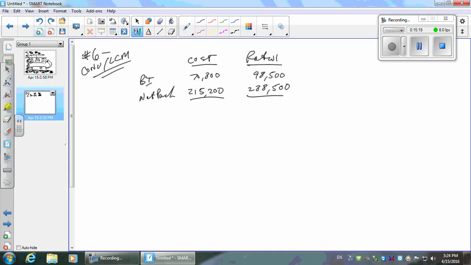I've got my total purchases for the period, right? Or just the total that I'm going to use my ratio for. I can do my cost of retail ratio on. So 70,800 plus 215.2 is 286,000, I guess. And then 98.5 plus 288.5 is 387,000. Notice that I don't have markups or markdowns. What I need to do is add in only my markups. And you can do that before you do the total, obviously.